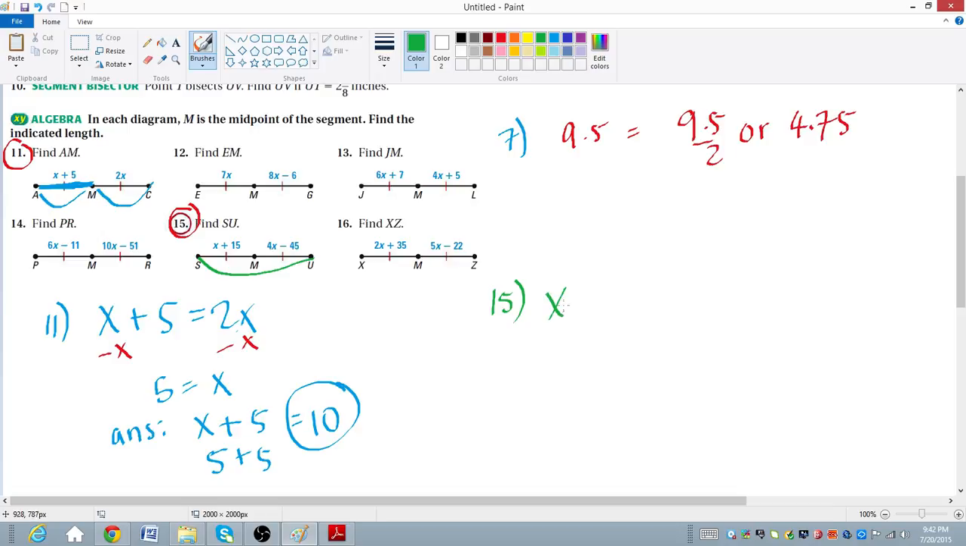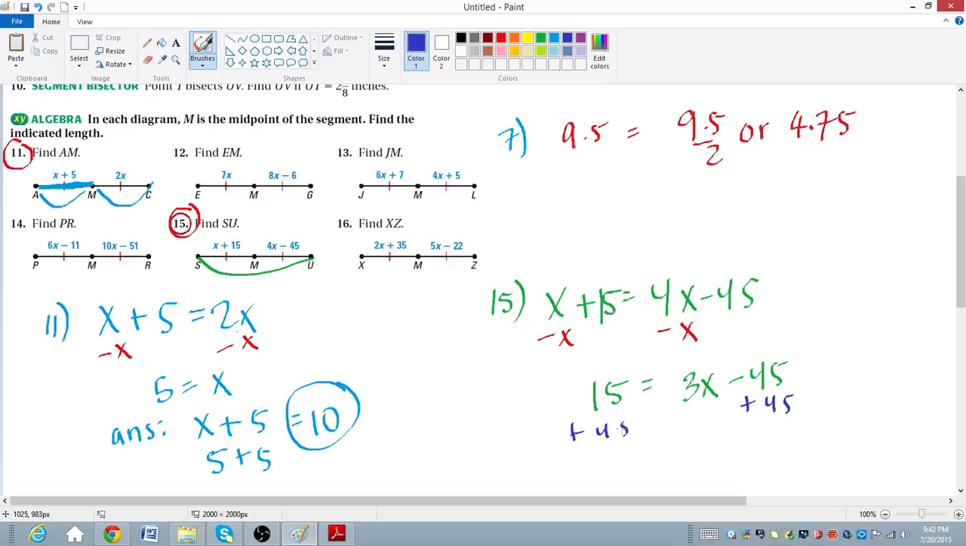So I have x plus 15 is equal to 4x minus 45. Now solve for x. I'm going to subtract x from both sides, since on the right side the x is bigger: minus x here, minus x here. Then I have 15 equals 3x minus 45. Now I want to get rid of this 45 on that side. I'm going to add 45 to both sides.